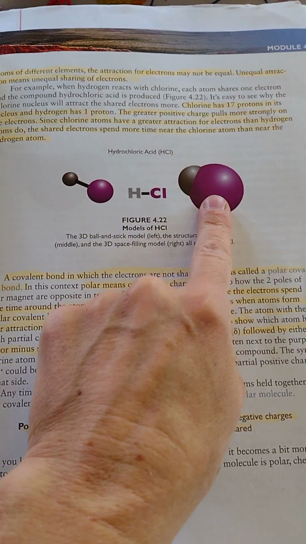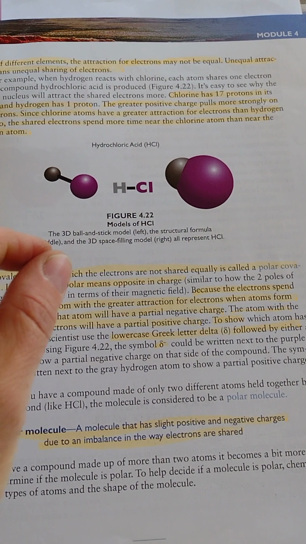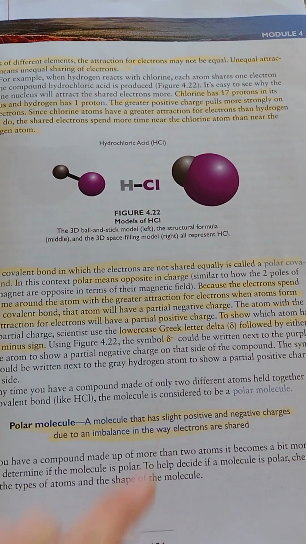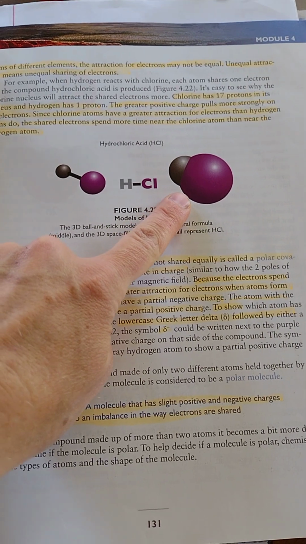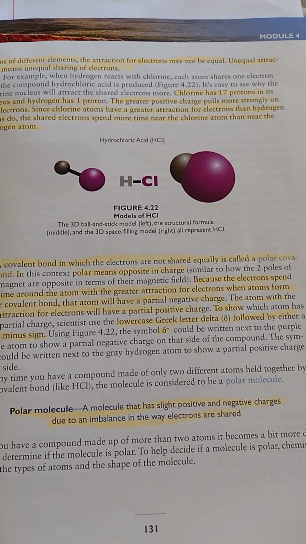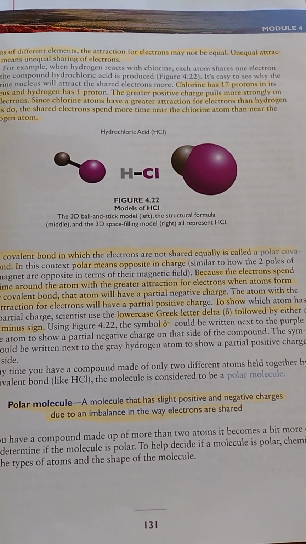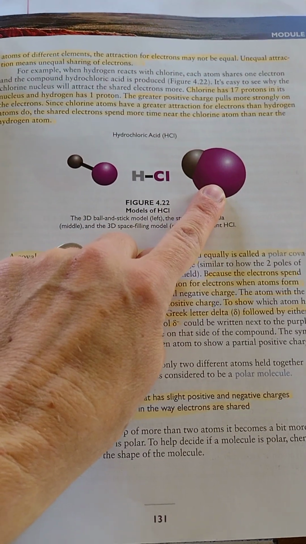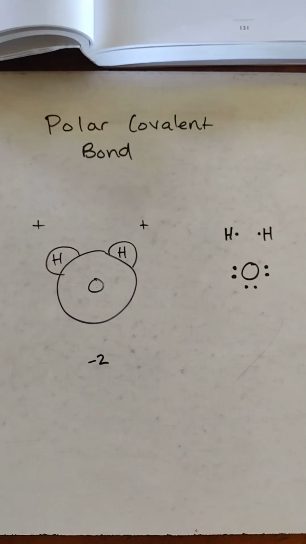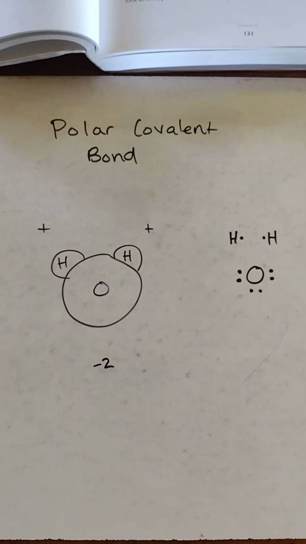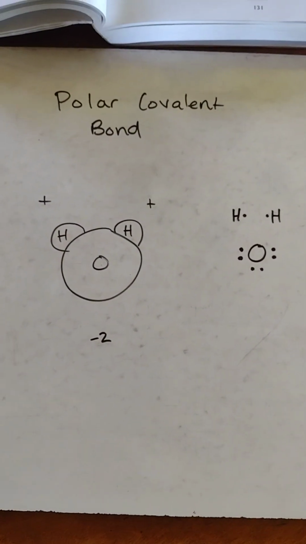So obviously chlorine has more protons in its nucleus. And so they're going to make that bond, the hydrogen and the chlorine. But the electrons are going to spend more time near the nucleus of the chlorine atom. And so it's shown with this ball and stick diagram as this being larger here. So when you have this unequal sharing of electrons, you come up with a polar covalent bond.